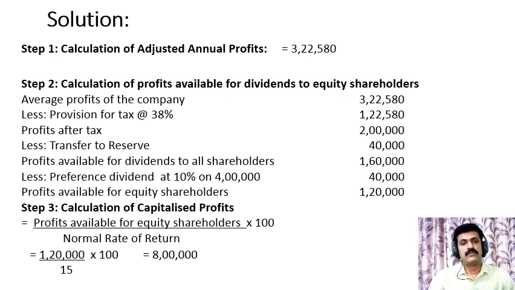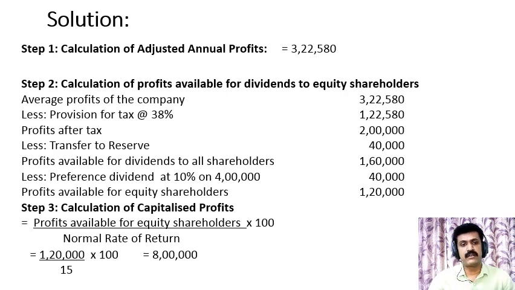Here also the adjusted annual profits are directly given in the problem. There is no need to calculate it. It is 3,22,580. In the next step, we have to calculate the profits available for dividends to equity shareholders. It starts from the average profits of the company, that is 3,22,580. From that, we have to deduct provision for tax at the rate of 38% on 3,22,580. That comes to 1,22,580. And the balancing figure is treated as profits after tax.